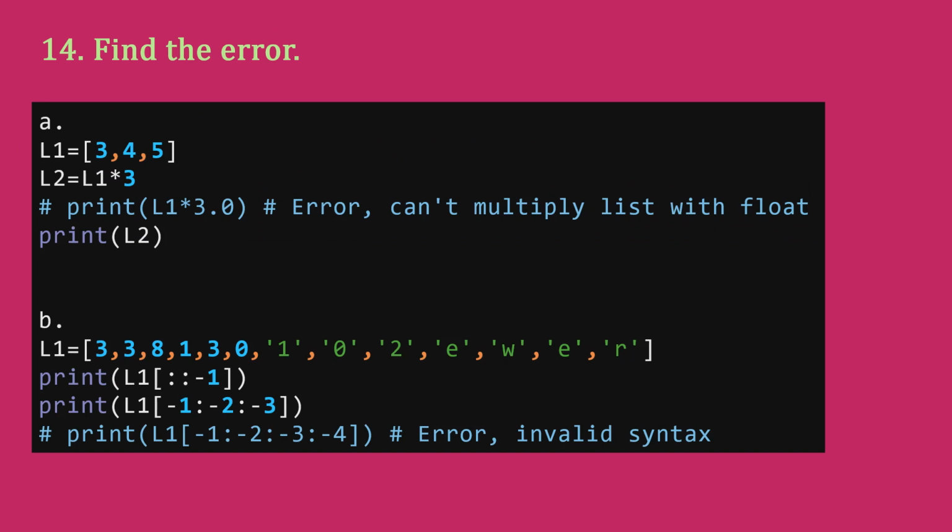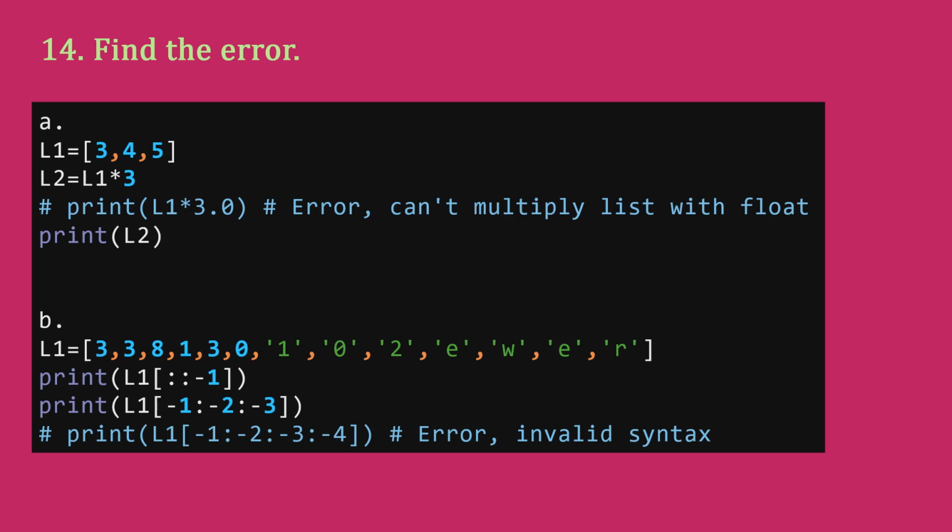Now again find the error. First list is L1 having values 3, 4, 5. Then L2 is having value L1 into 3. That's the repetition operator. That is fine. So L2 will be a new list having all the values of the list L1 repeated 3 times. Now print L1 into 3.0. This one will give you error because we cannot multiply a list with a float.